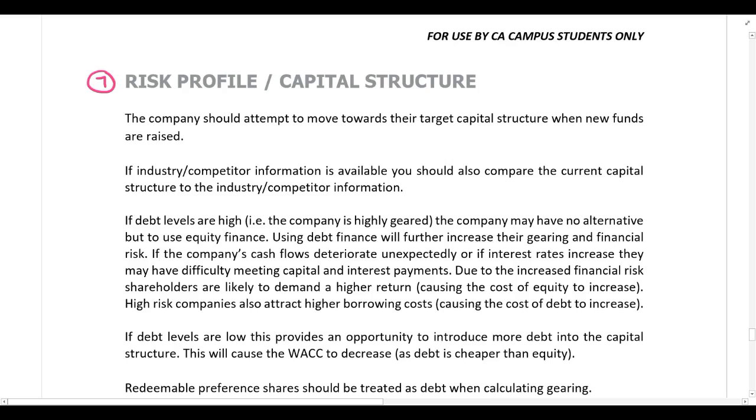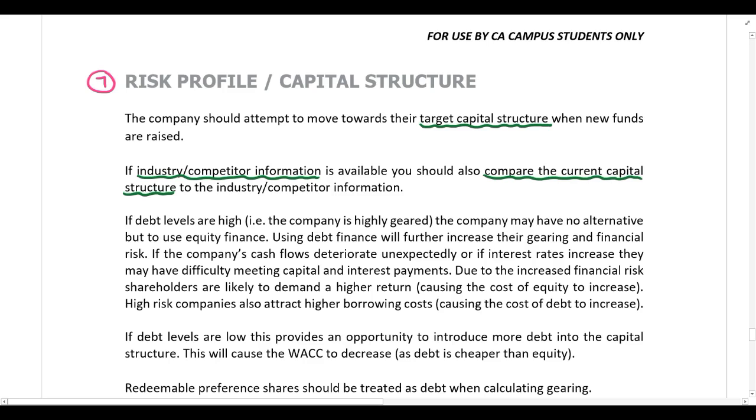Then under the heading risk profile or capital structure, we know that whenever a company raises new finance, they need to move towards their target capital structure. So you should always compare the current capital structure to their target and make sure that they move closer towards their target capital structure. In addition to that, if you have been provided with industry or competitor information, then you should also compare the company's current capital structure to the industry or competitor information.